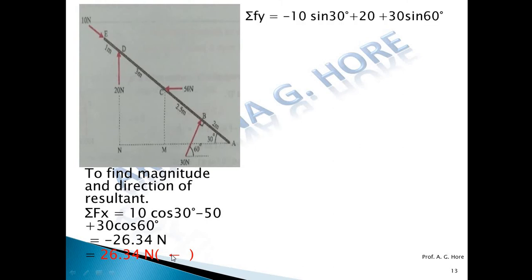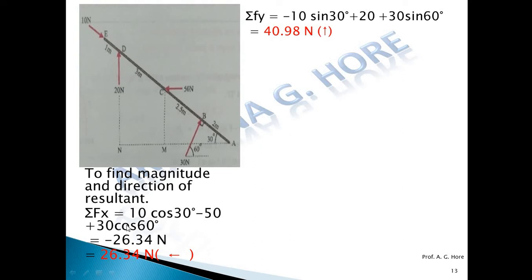Now apply the summation Fy. Again, this 10 Newton force lies in the fourth quadrant, so the y component is in the downward direction, so minus 10 sin 30. The y component of this force is acting upward, so plus 20. The y component of this force is 0. And the y component of this force is plus 30 sin 60. Now simplifying that, you will get Fy as 40.98 Newton in the upward direction. Positive means in the upward direction.